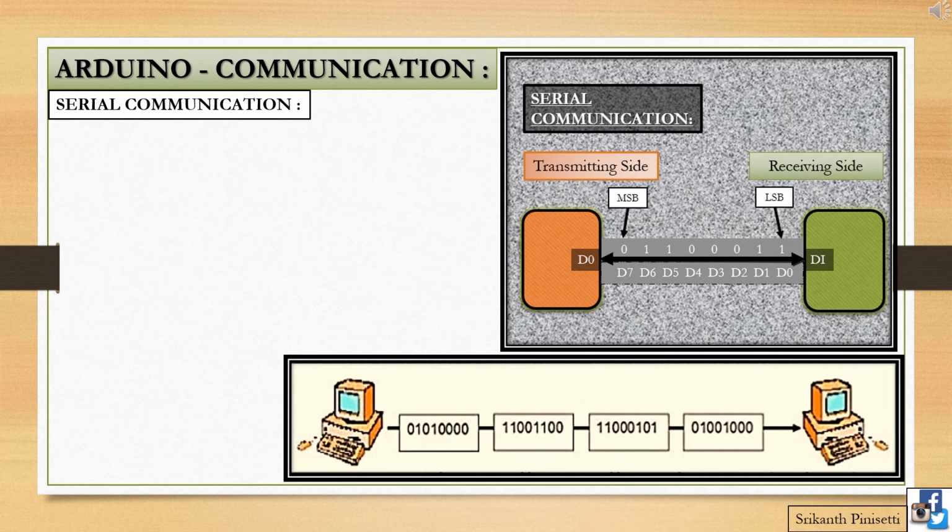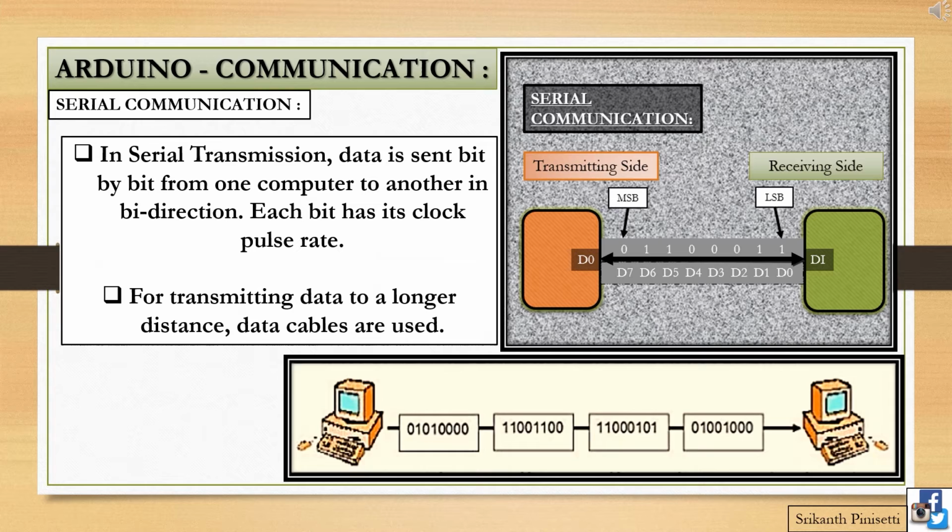In serial communication, we use a single wire for the communication between the transmitter and the receiver. Data is sent bit by bit from one computer to another in both directions. Each bit has its own clock pulse. So what is meant by clock pulse, guys? For example, take a normal clock. A normal clock controls the daily routine of a human being. In the same way, for controlling the data transmission between the transmitter and the receiver, we use this clock pulse. We can decide the speed of the circuit by changing the clock frequency.